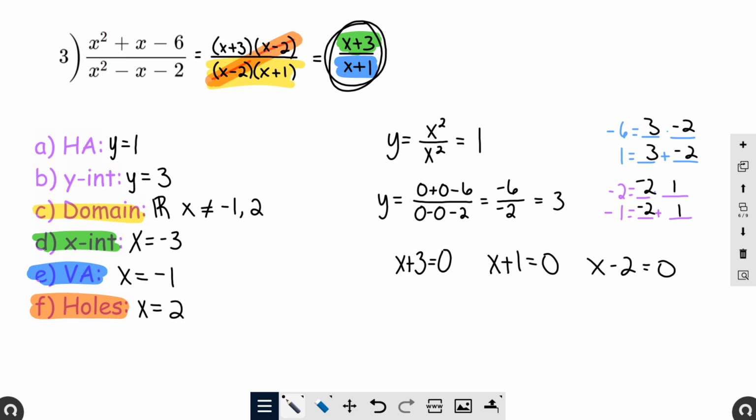But if you know and understand what this paper says, you can find those different spots. So it's factored for part C for domain, the simplified version for D and E, numerator for x-intercept, denominator for VA, and then F, holes, what cancels out.